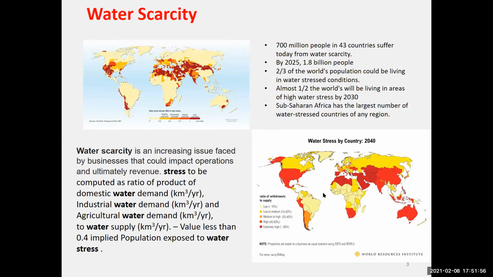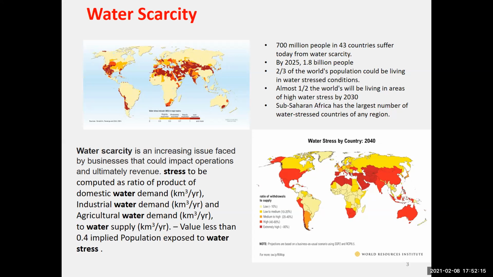The issue is that it is going to touch much more of the population on Earth. We are expecting that by 2030, half of the world population will be living in areas of high water stress.